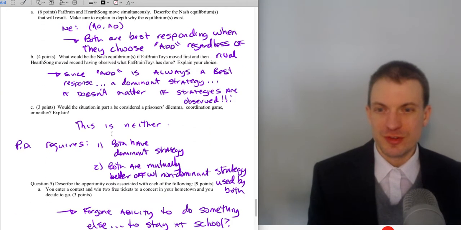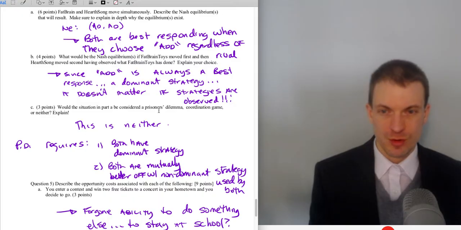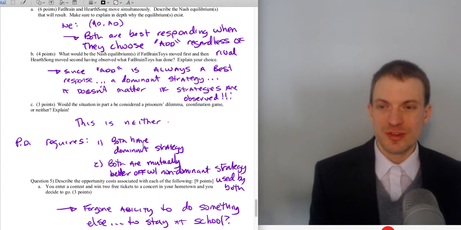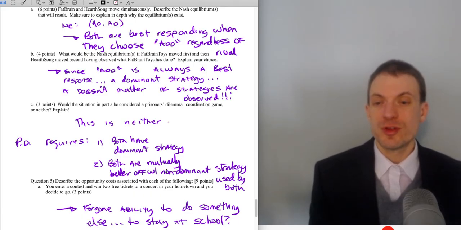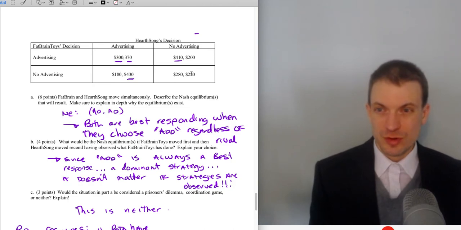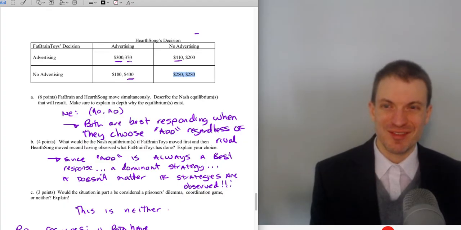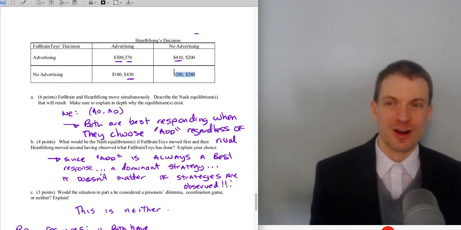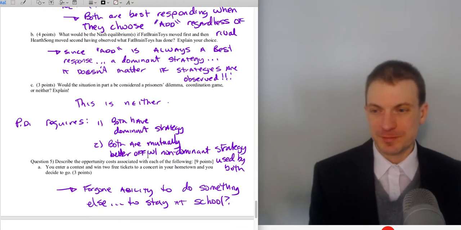Would this be a prisoner's dilemma? No, it's not a prisoner's dilemma. It's not a coordination game. It's neither. Prisoner's dilemma requires both have a dominant strategy. Good, we've got that. But it also requires both are mutually better off when not using their dominant strategy. Well, suppose they don't use their dominant strategy, then we're here. Look at the sum of the joint payoffs. That's adding 280 and 280. That's smaller than adding 300 and 370, right? So the social surplus is not greater when they use their non-dominant strategy. So this is not a prisoner's dilemma.